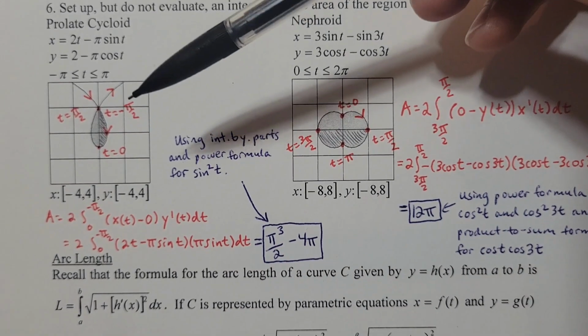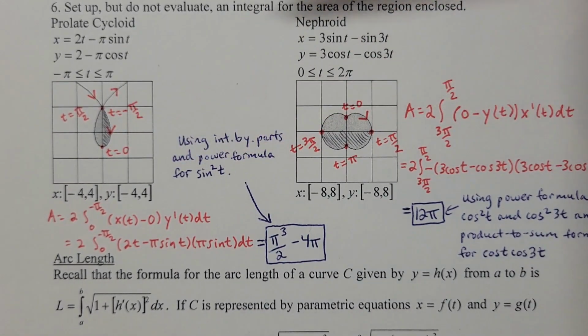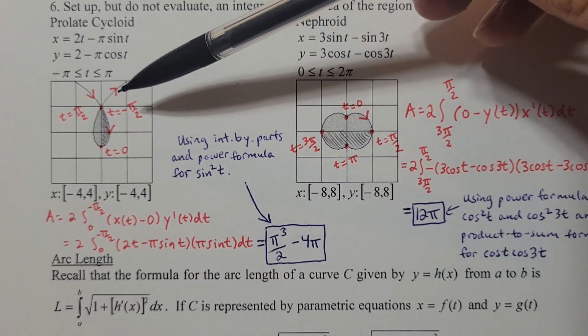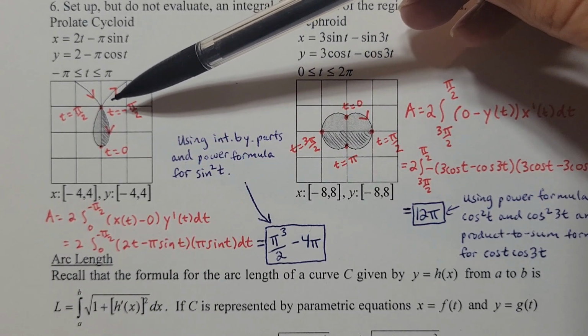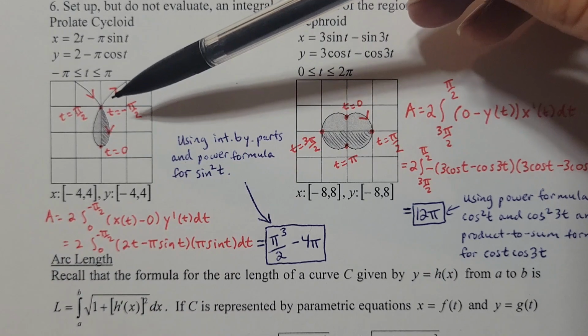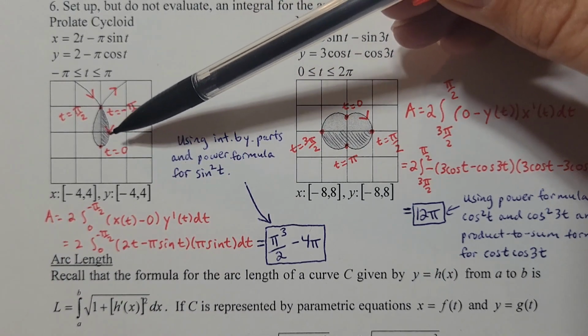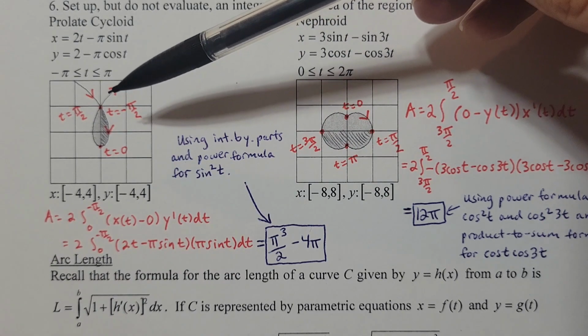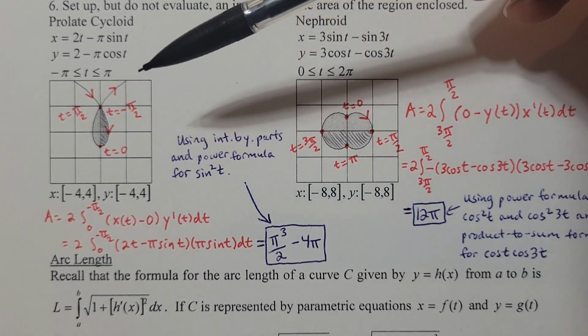Now the bounds, let's see, here's when t is 0, and here's when t is negative pi over 2. Okay, so I'm looping around like this way here in a clockwise motion.